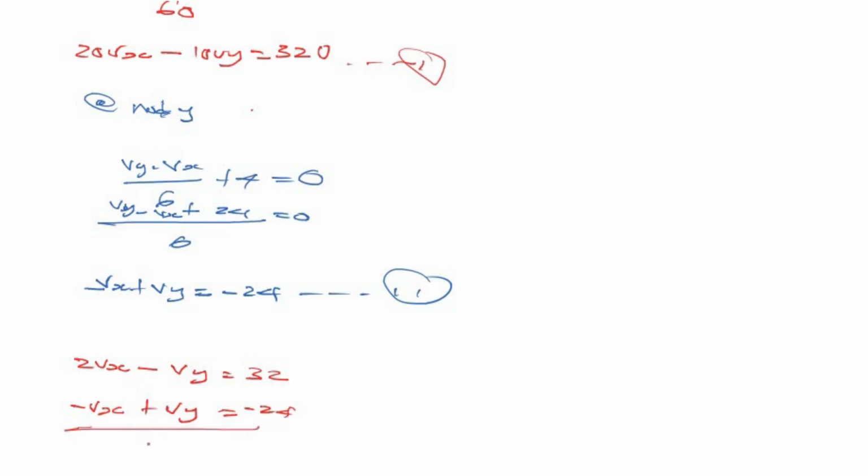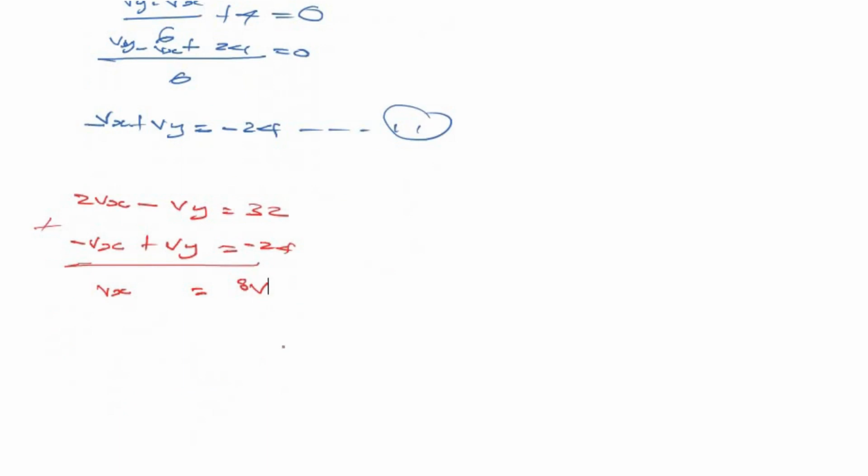So we can sum these. Summing, we are having Vx is equal to 32 minus 24, which is 8. So we are having 8 volts. So our Vx is 8 volts. So we can quickly look for Vy. Our Vx is equal to 8 volts.